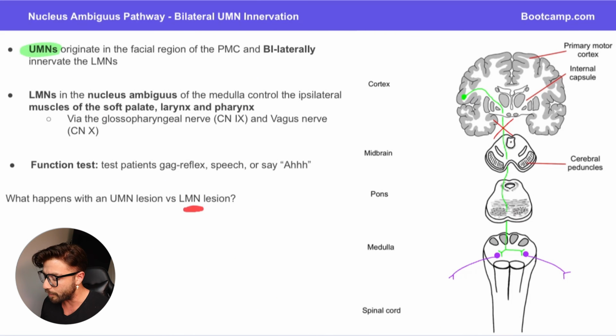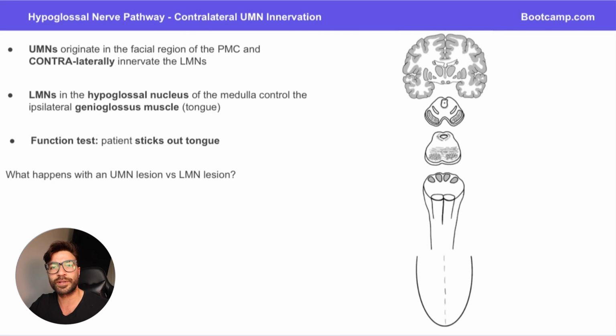However, if we have a lower motor neuron lesion, if we damage this cranial nerve nucleus, then we're going to see ipsilateral effects, because remember, this is going to be on the same side of the muscles that it's going to be innervating. So we're going to see ipsilateral effects if we have a lower motor neuron lesion. So next up, we're going to take a look at the hypoglossal nerve pathway. And this one is also unique in the sense that it contralaterally innervates the lower motor nucleus.